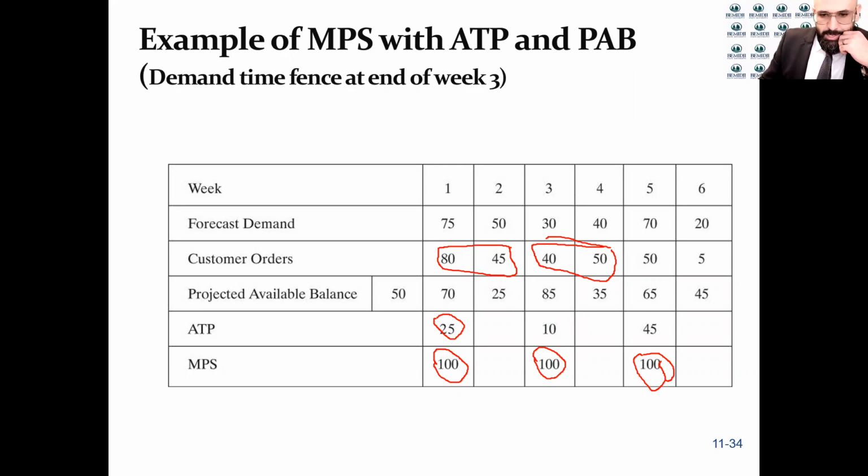Now for the last available to promise here, we have available 135, send 50. What do we have to send? 55, and 100 minus 55 will give you 45 available to promise.